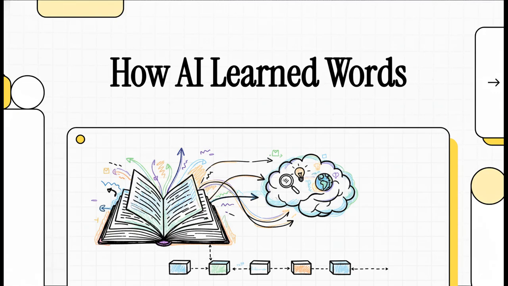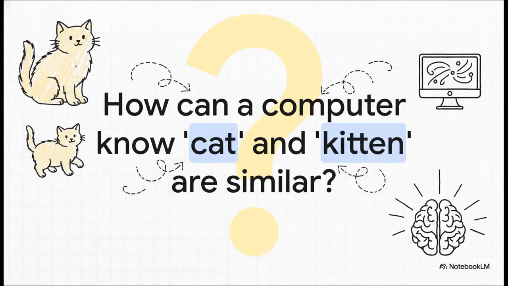Welcome to the Explainer. Today, we're going to dig into something truly fascinating, one of the biggest leaps in artificial intelligence, really. We're talking about how machines went from just seeing text as a jumble of letters to actually understanding what words mean. Okay, so let's just start with a really simple question that, believe it or not, completely stumped early AI. You and I, we know cat and kitten are super related, right?